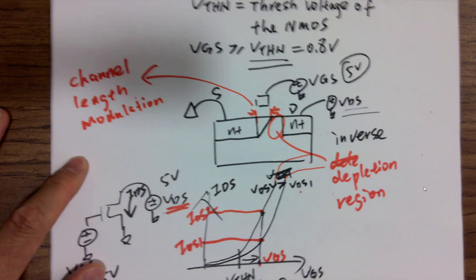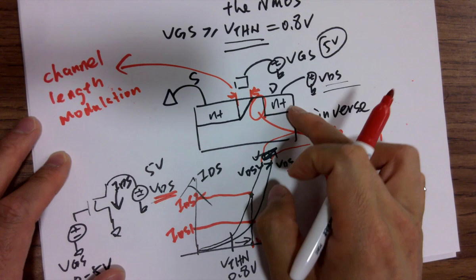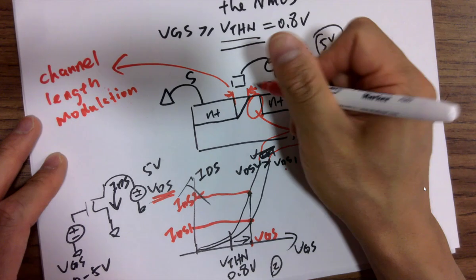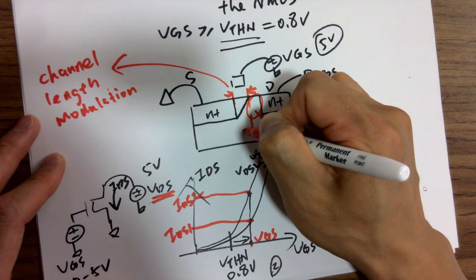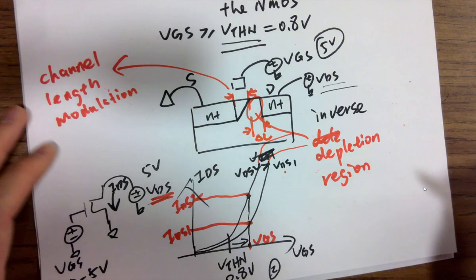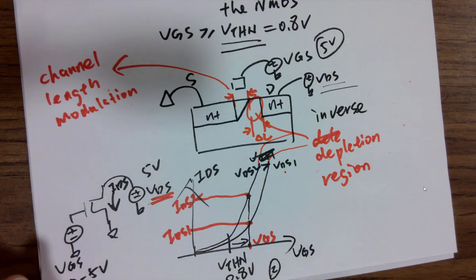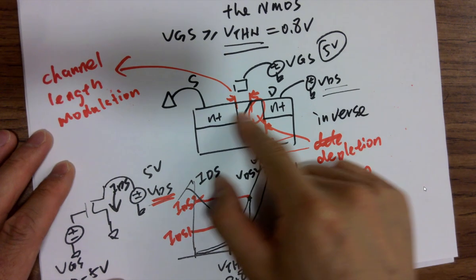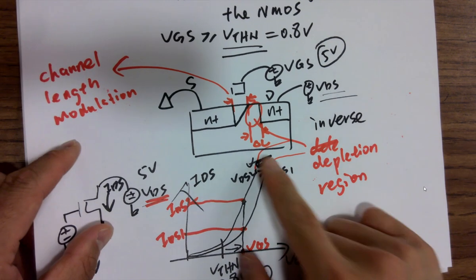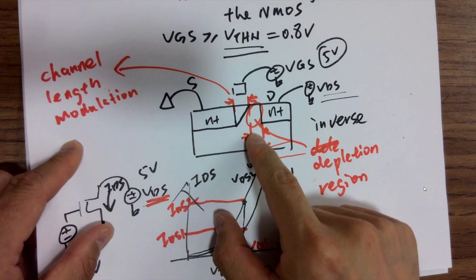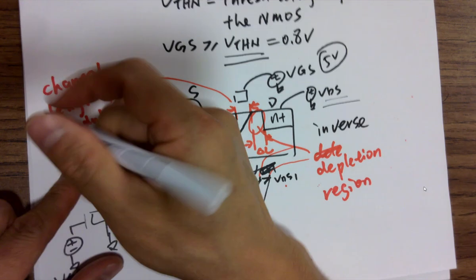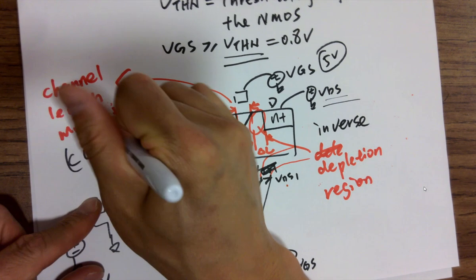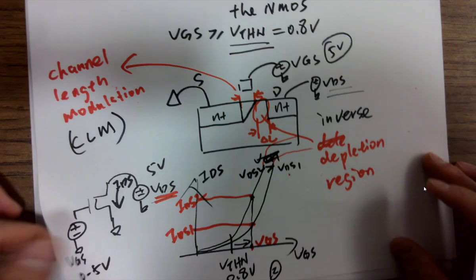We're going to introduce the current equation later, so I have to consider the delta L here. This is L, so this part is actually the delta L. It's affecting the current, the IDS, eventually. So we have to introduce the delta L into the equation to get a more accurate result of the current. CLM, channel length modulation. Any question on this?